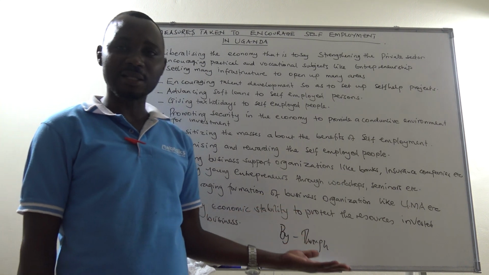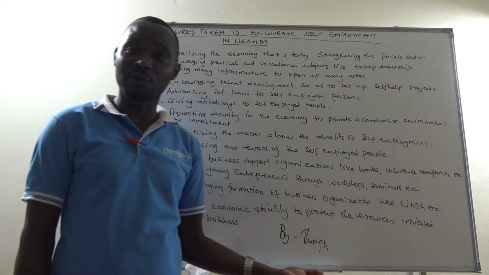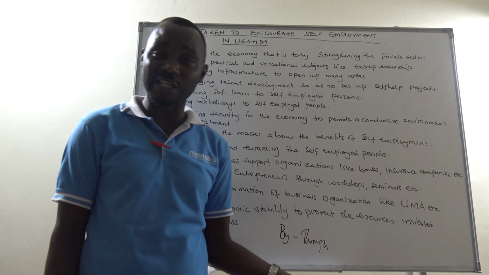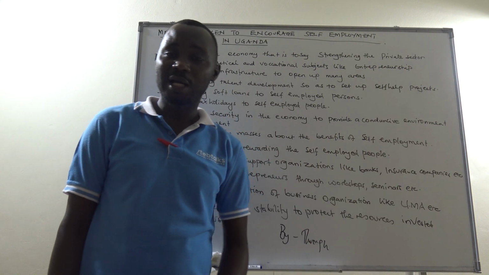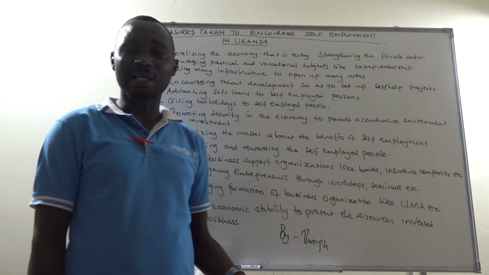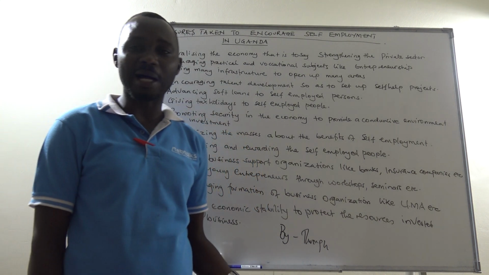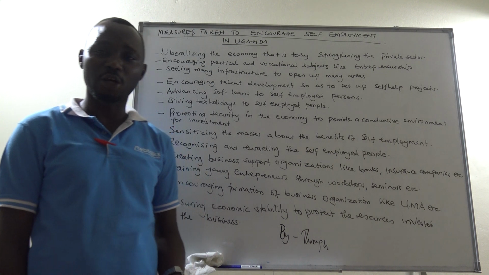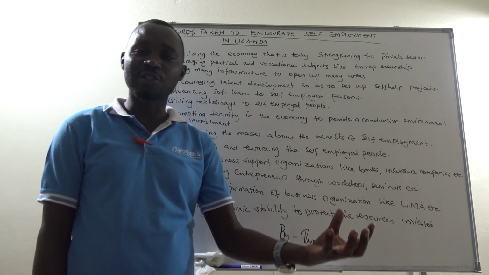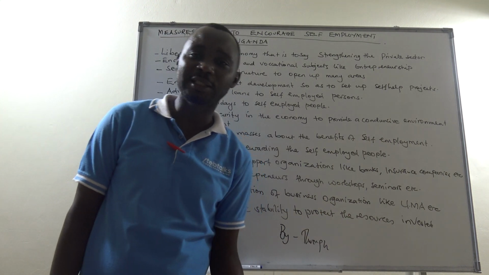Even when you go to banks, these self-employed people get loans at a reduced interest rate, because even the government of Uganda reduced the bank rate. That's the rate at which commercial banks get loans from the central bank. When the central bank is advancing loans to commercial banks, the interest rate which is charged, the one we call the bank rate, is reduced.